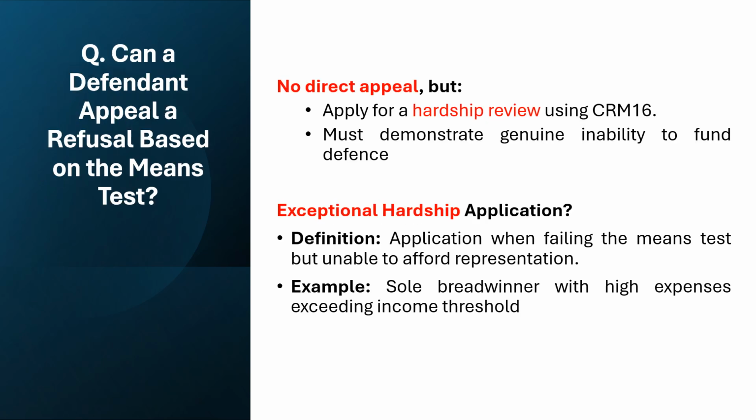A question here: can a defendant appeal a refusal based on the means test? There's no direct appeal, but a person can apply for a hardship review by completing a CRIM 16, must demonstrate genuine inability to fund the defence. Exceptional hardship applications, you've got that as well. Applications when failing the means test but unable to afford representation. Example would be a sole breadwinner with high expenses exceeding income thresholds. It's a real headache when you have to try to obtain information and proofs where the means has been refused and you have to make a hardship application.